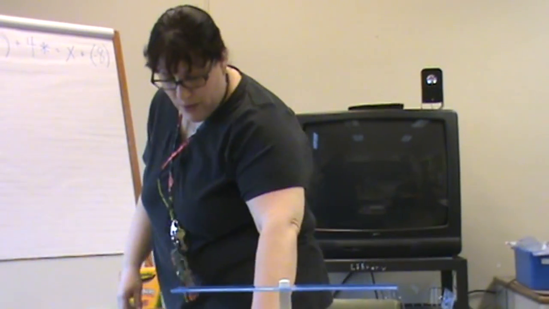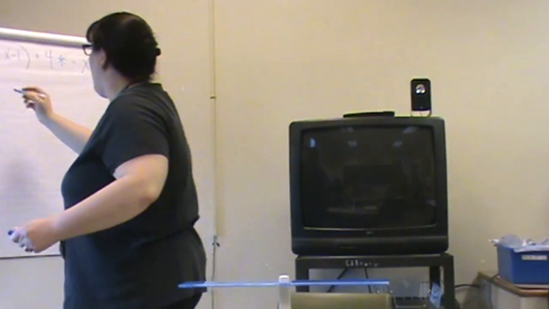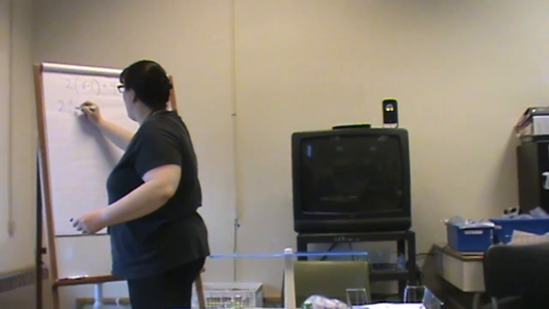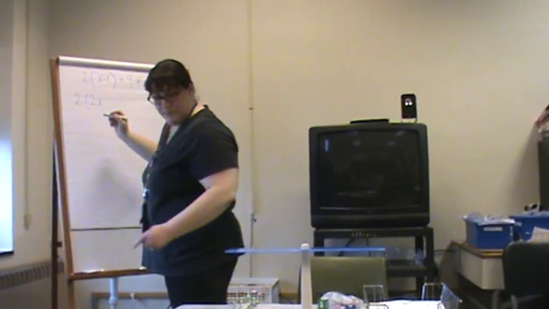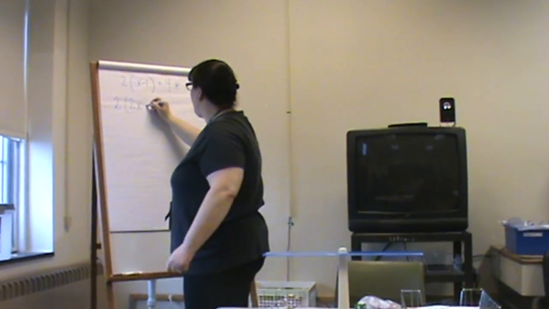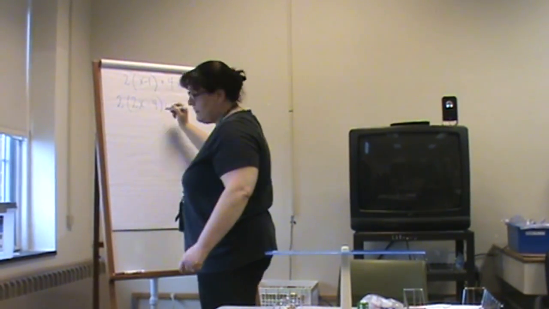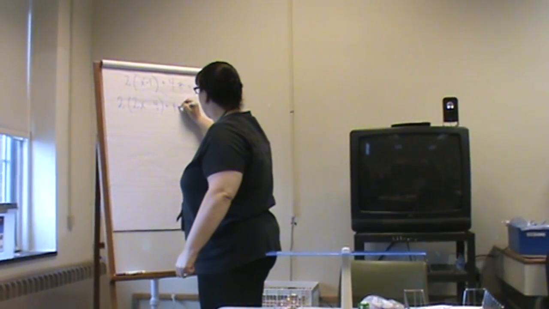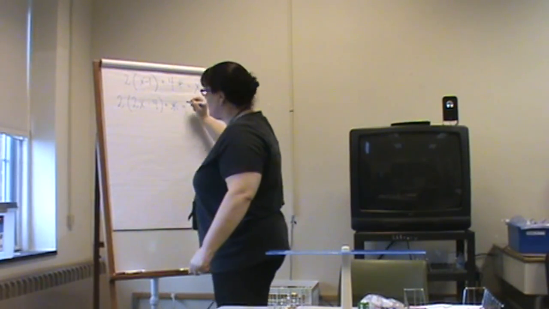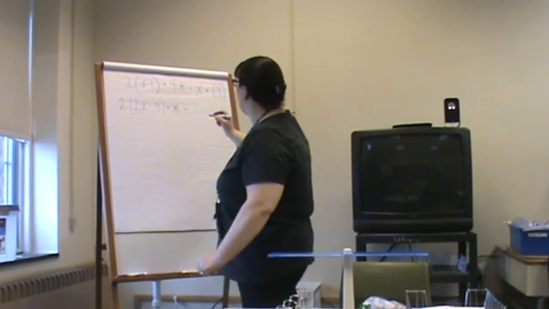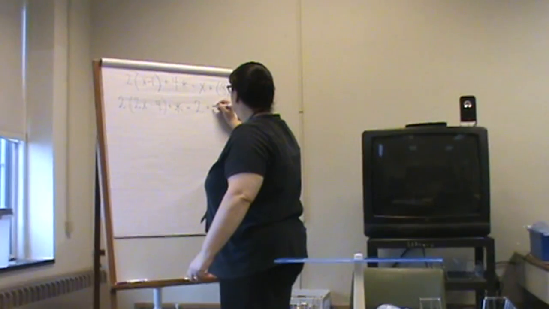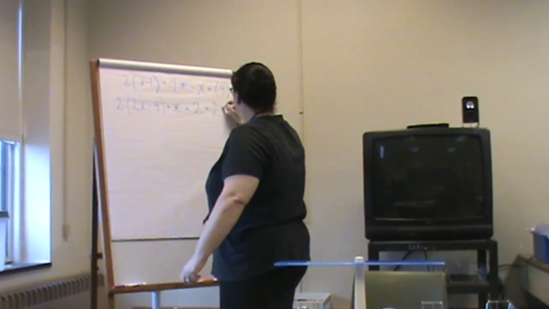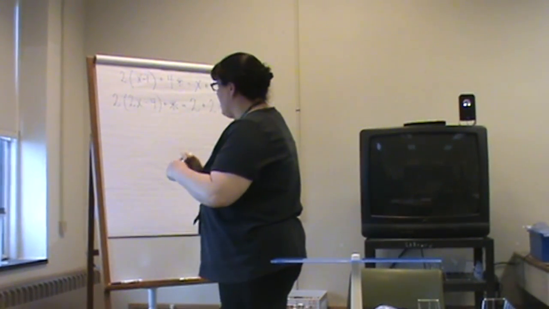So I'm going to write it on the board. I have 2 times 2x minus 4, plus star, equals 2 plus 2 star. All right, so let's solve that one.